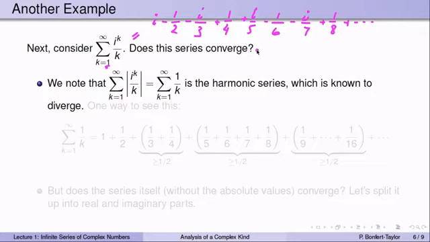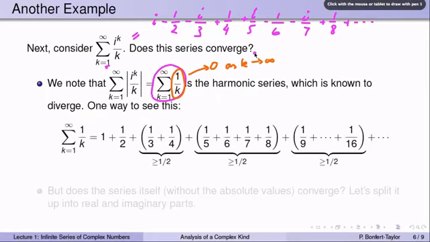So does the series converge? Again, we can split it up into real and imaginary parts, but let's first of all start by looking at the series of absolute values. The absolute value of i to the k over k is simply 1 over k. This series right here is known to be the harmonic series, and it is known to diverge. Even though 1 over k definitely goes to 0 as k goes to infinity, that's not sufficient for convergence of the series. Here, by the way, is a way to see why the harmonic series does not converge.